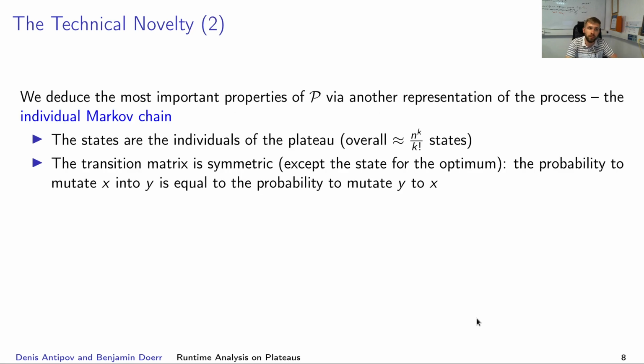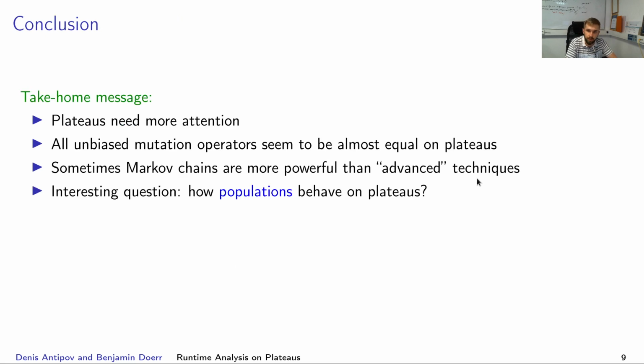To estimate this sum, we considered another Markov chain, and the states of this chain correspond to individuals. Each state corresponds to some individual in the plateau. It means that there are a lot of states, something like n choose k, divided by k factorial. And this Markov chain seems to be hard to analyze, but it has some nice properties which helped us to get the main result. More details are in the paper because we are short on time.